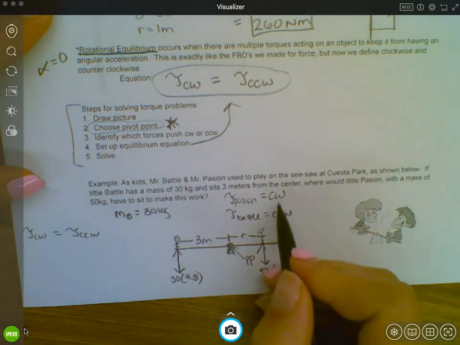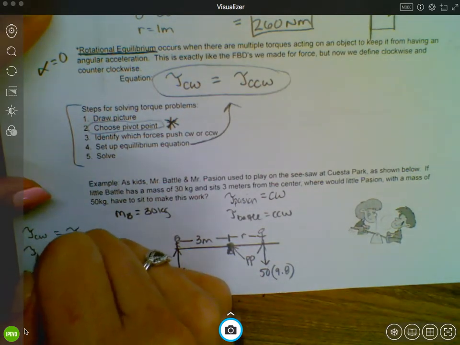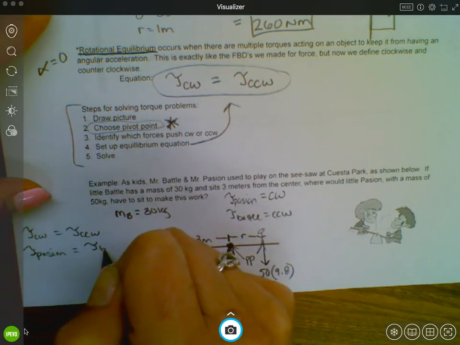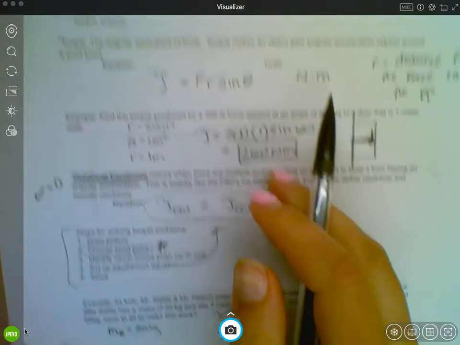Okay, clockwise is Passion, so we have torque caused by Passion equal to the torque caused by Battle. Okay, and then we have to plug in F r sine theta for each torque.